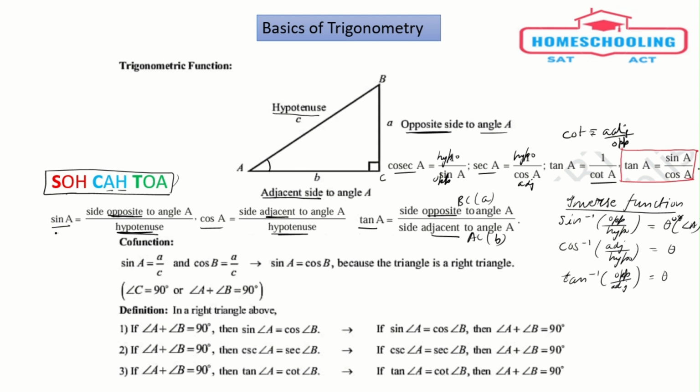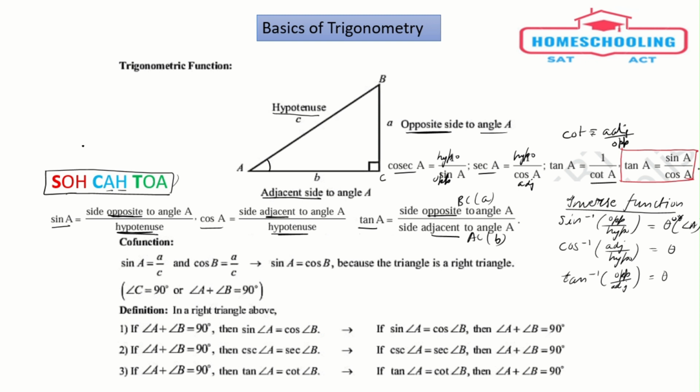So for sine, S stands for sine, O stands for opposite, and H stands for hypotenuse. Similarly, Ka is cos, C stands for cos, A stands for adjacent, divided by hypotenuse. Similarly, Toa, tan stands for opposite by adjacent. And cosec is the inverse of sine, sec is the inverse of cos, and cot is the inverse of tan. So these are the formulas for the trigonometric functions.